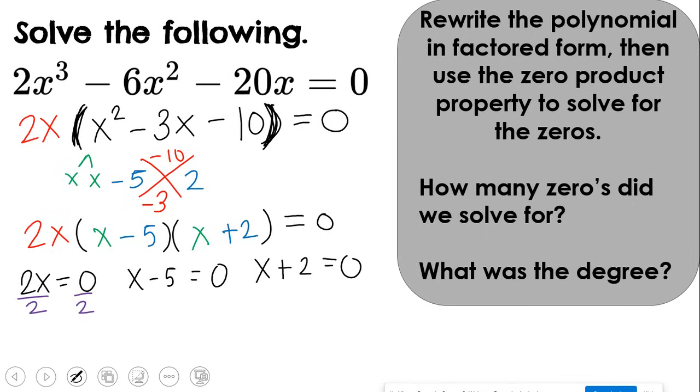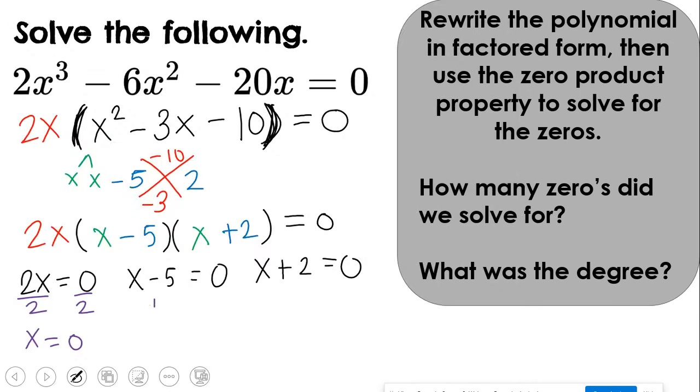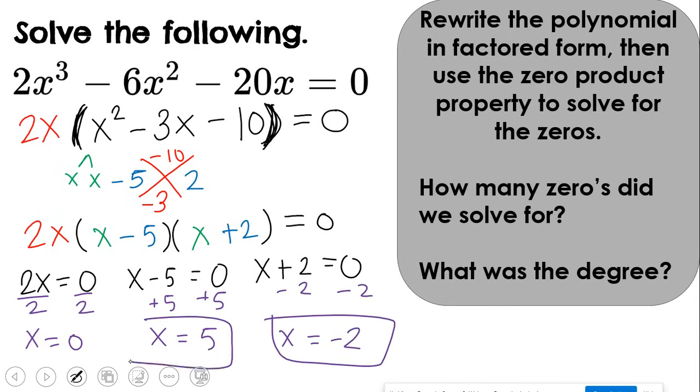Using a little algebra, your goal is to get x alone, and we will get x is equal to 0 as one of my x-intercepts. X is equal to 5 as one of my x-intercepts. And x is equal to negative 2 as one of my x-intercepts. How many x-intercepts did I just find? How many zeros did I just solve for? I solved for 3 of them. What was the degree of my polynomial? It was 3, and in factored form there were 3 x's, so I know I found them all.